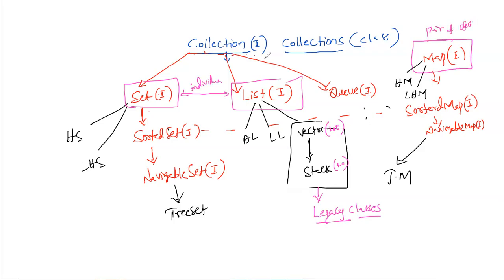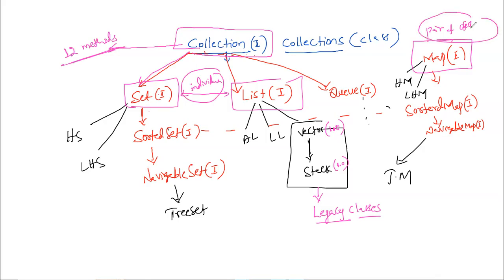Whatever methods we discussed in the parent collection interface, how many methods does it have? 12 methods. We discussed add all, remove all, retain, clear, size, and all those things. All these 12 methods present in the collection interface apply to the child interfaces of collection only, not to the map, because these are individual objects, but here it is a pair of objects. The story is different.